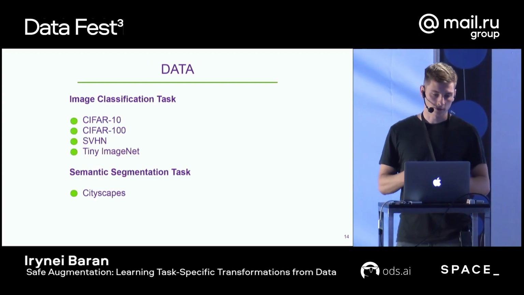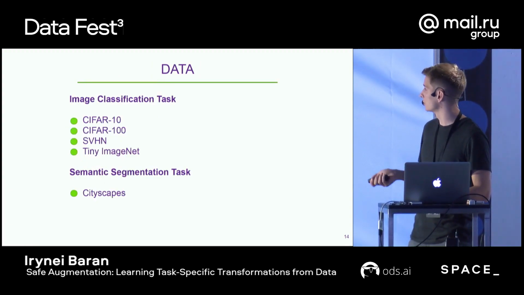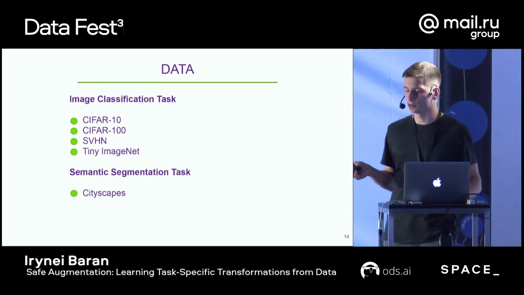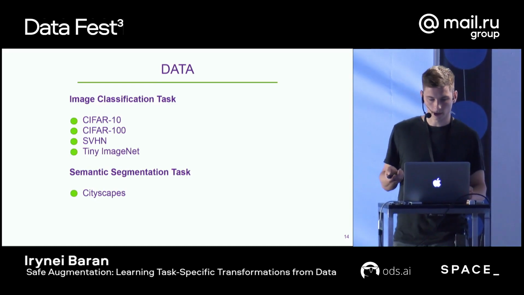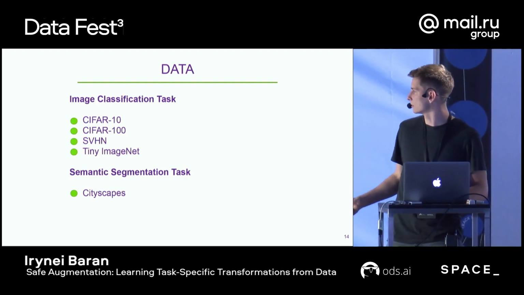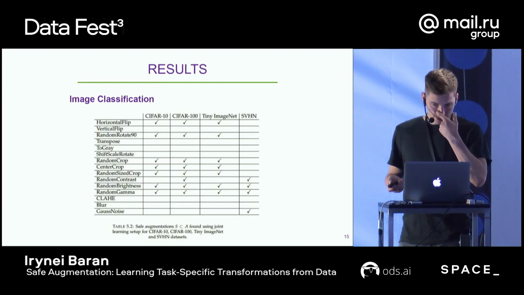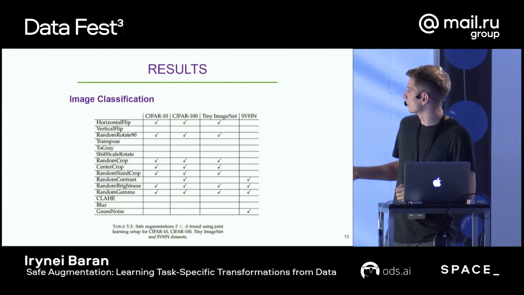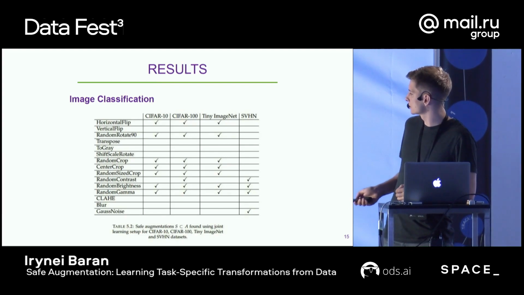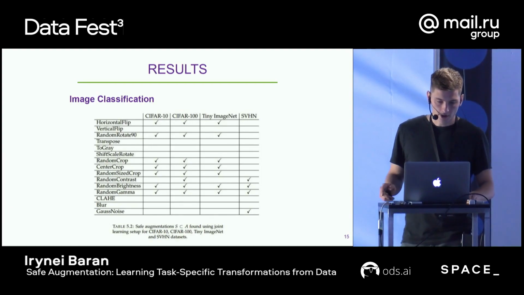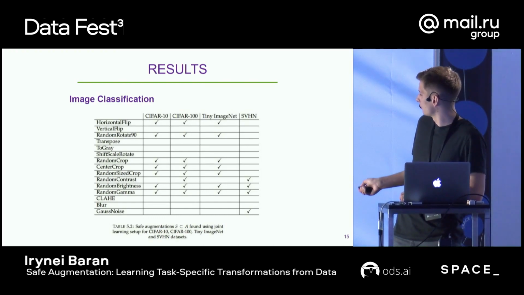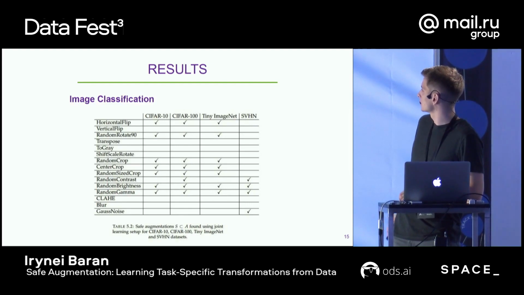So, the experimental part. We evaluate our approach on several of the most popular image classification data sets, and on Cityscapes we evaluate the semantic segmentation task. Here you can see a list of all augmentations A that we used. It's the 15 most popular augmentations. We use them with the default magnitude. You can see the results of found safe augmentations for each image classification data set.